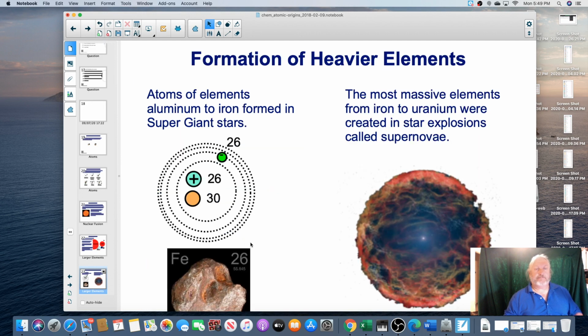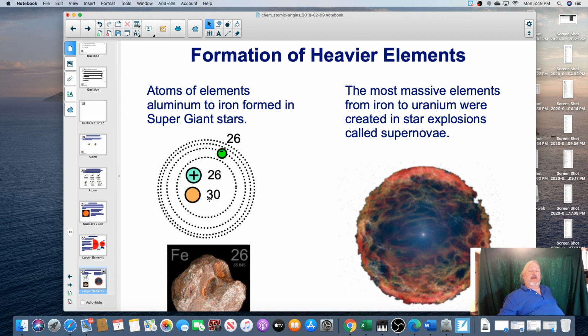It's pretty cool. Now, atoms of elements, aluminum to iron, they formed in supergiant stars. So from 13 to element 26, iron, they form in these supergiant stars. Now, the most massive elements from iron to uranium were created in star explosions. We call those supernova.